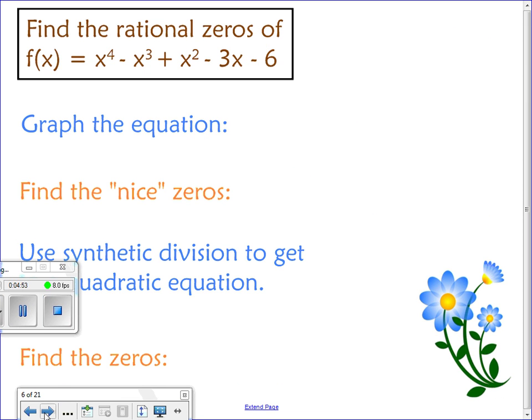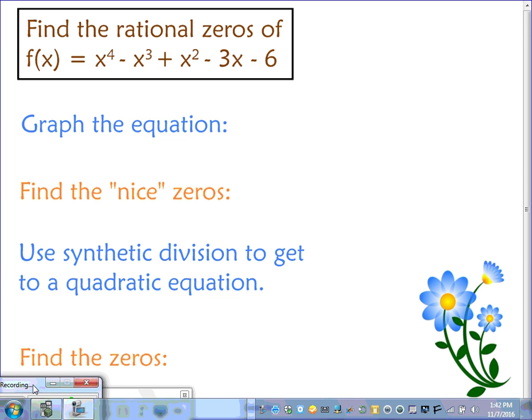All right, so here we go, step by step. So I'm going to find the rational zeros. Why does it say rational zeros? Not imaginary, and they don't have radicals, right? So they'll be nice. Could they be fractions? Yes, they could be fractions. So find the rational zeros of that equation.